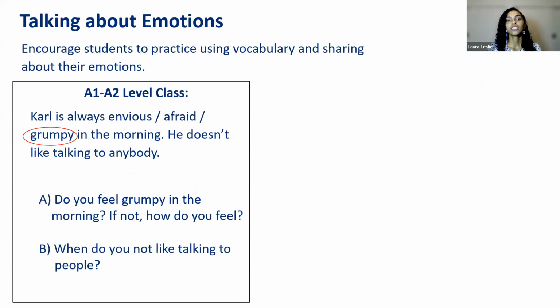So once I know that students have the vocabulary, I have them practice using it orally. One way you can have your students practice using new vocabulary and talking about their emotions is by having them answer some questions connected to a previous activity. For lower level students, you can use sentences that they completed with the correct emotion. So for example, do you remember my sentence, Carl is always grumpy in the morning. He doesn't like talking to anybody. In small groups, students could answer, do you feel grumpy in the morning? If not, how do you feel? Or when do you not like talking to people?